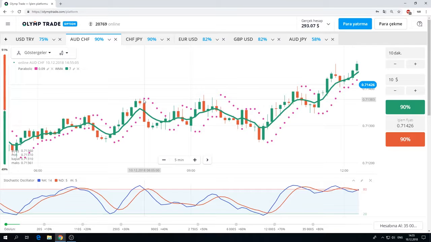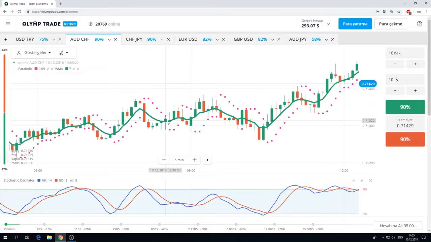The signal for an up trade will be the 3 following moments. The chart crosses the WMA from bottom to top. Stochastic is in the oversold zone and the quick line crosses the slow line from bottom to top. Then a Parabolic SAR dot appears below the chart.